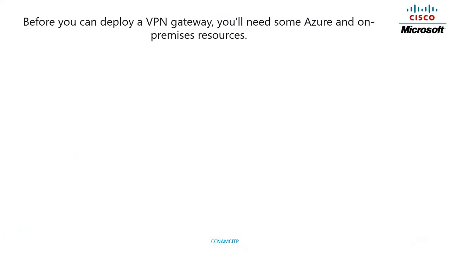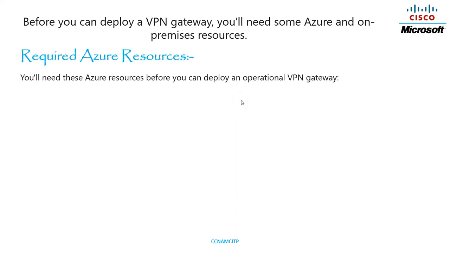So before you can deploy a VPN gateway, you need some Azure and on-premises resources. The meaning is that you should have proper infrastructure. Okay, let's see what this is. Required Azure resources: you will need these Azure resources before you can deploy an operational VPN gateway. So we'll discuss all those things one by one.